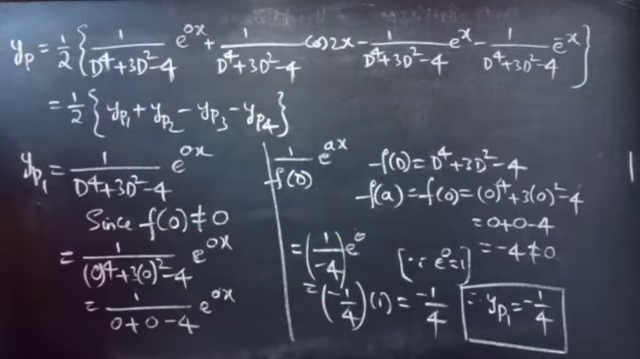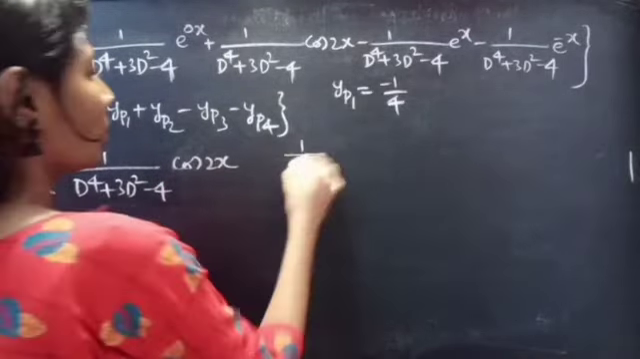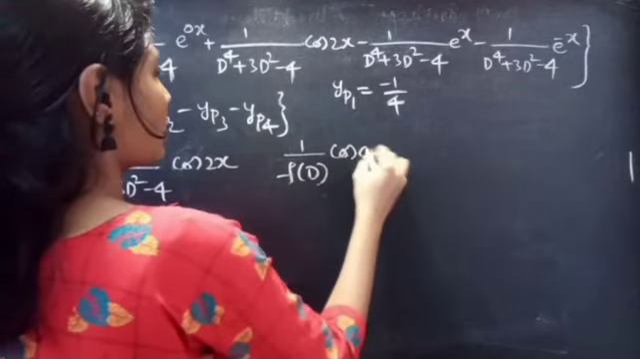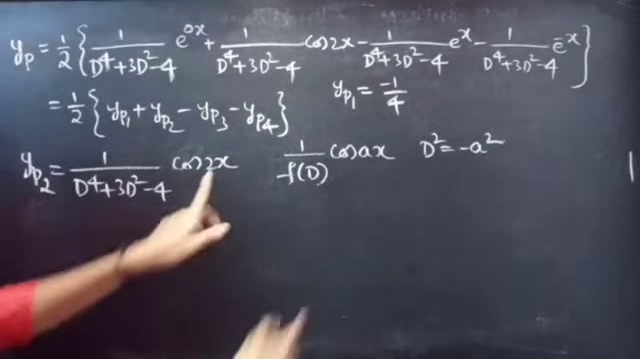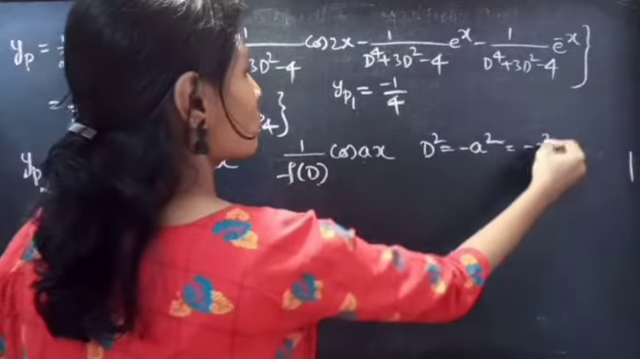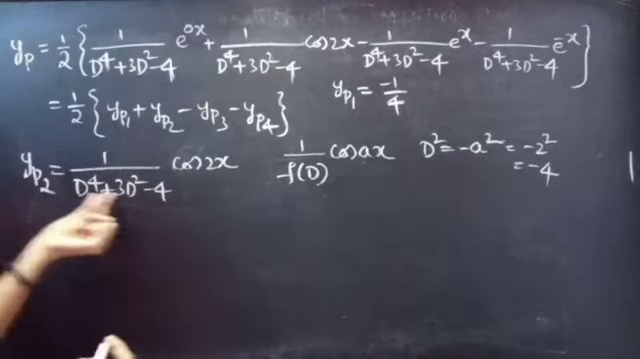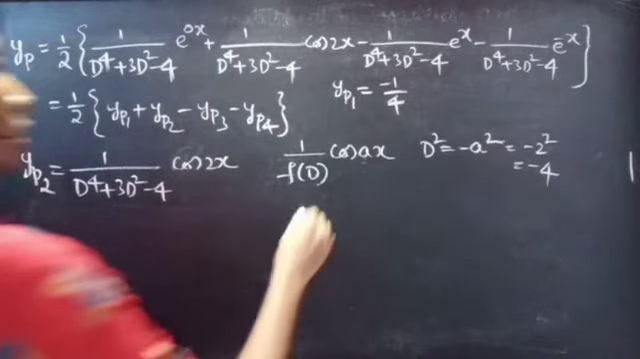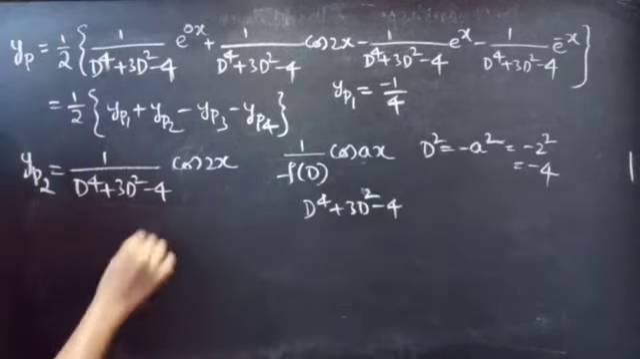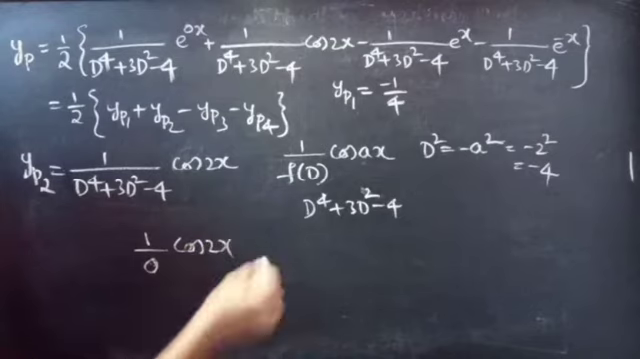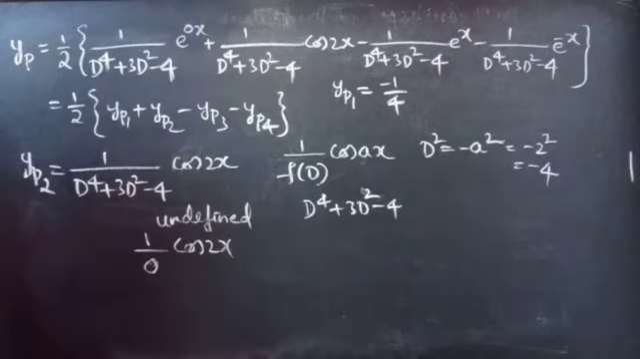Now let's find yp2. We have yp2 as 1 by f of d into cos 2x, which is of the 1 by f of d into cos ax form. Right? Now we need to find d square, which is given by minus a square. For a equals 2, you'll get minus 2 square equals minus 4. So the value of d square is minus 4. So now, let's see what happens if we replace d square by minus 4 in the denominator. Always remember that the denominator must be non-zero. What happens if the denominator becomes 0? We know that 1 by 0 is undefined, so the total term becomes undefined, right?